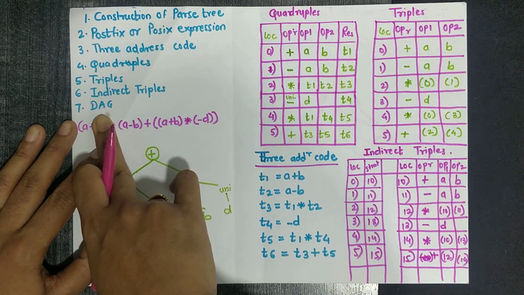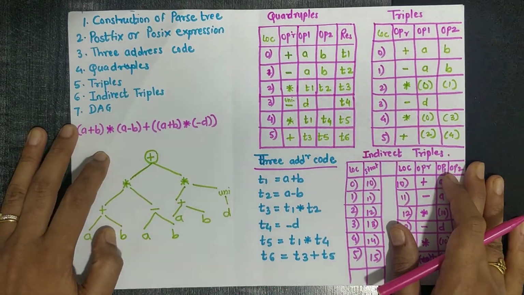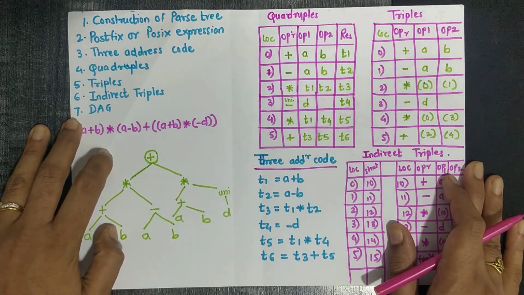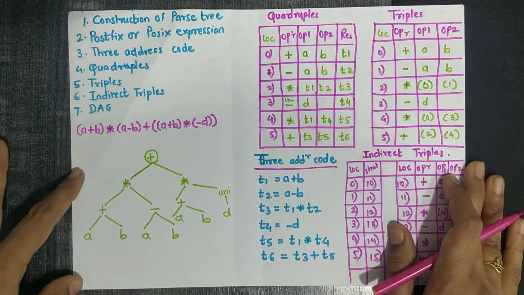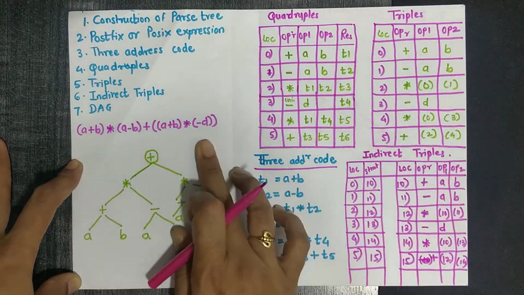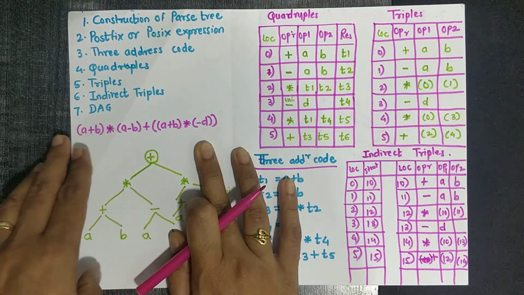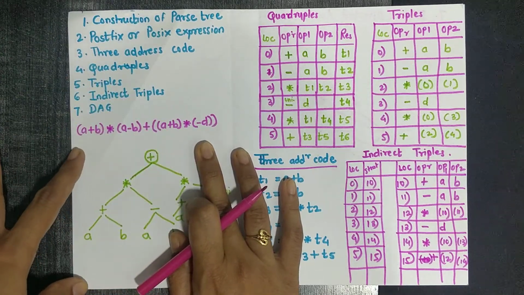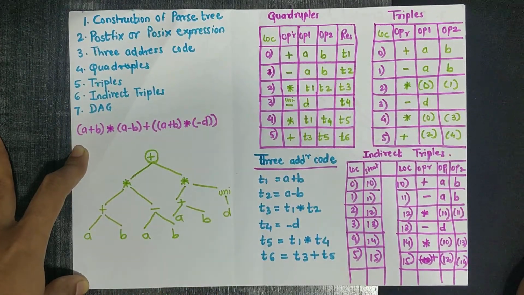the last one is DAG, directed acyclic graph. Okay, so we'll see in this video how to solve this problem and how to solve one by one all these 7 sub problems. Okay, this is the expression they have given in your question. Like you have to resolve this expression. First is the construction of parse tree.